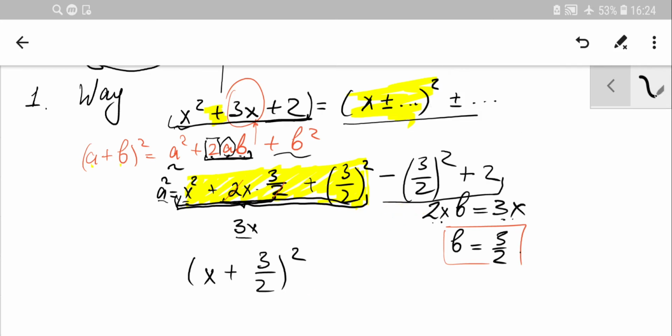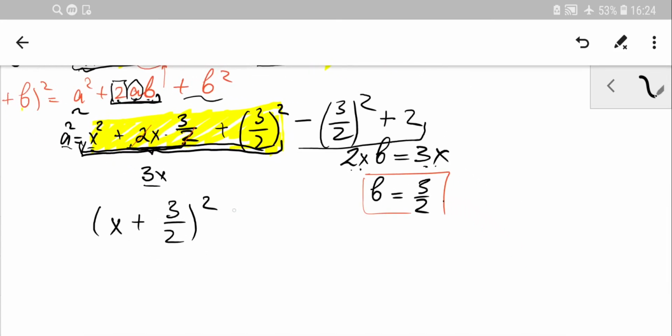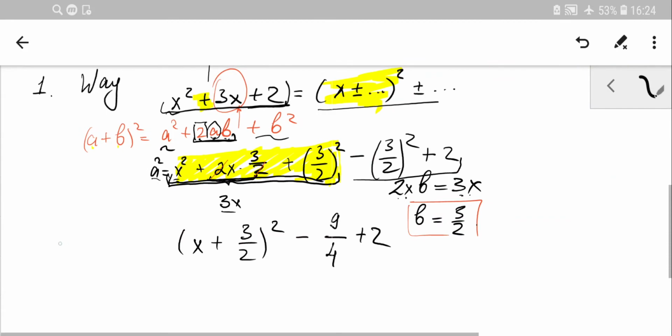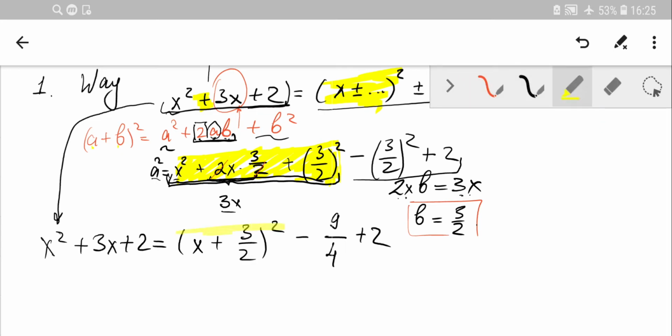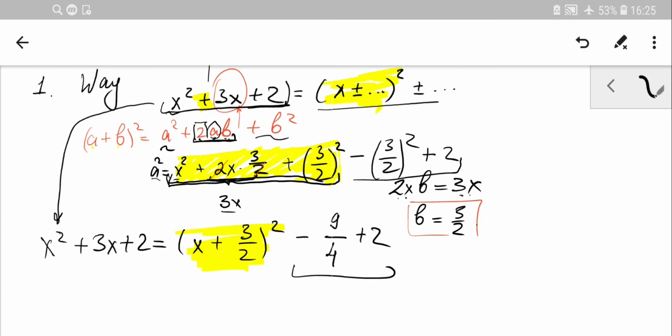Okay, let's move next. So we have still negative 3 over 2 squared, and let's raise it to power 2. It's going to be 9 over 4 and plus 2. Okay, so one more time, from the expression that we had originally, x squared plus 3x plus 2, we arrived at x plus 3 over 2 squared that we are supposed to do, and the rest part, which is negative 9 over 4 plus 2. Of course, we need to simplify it.